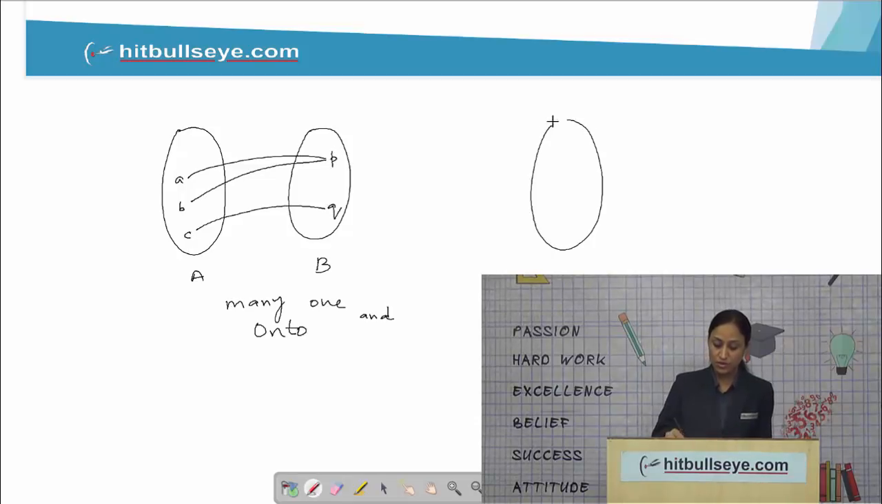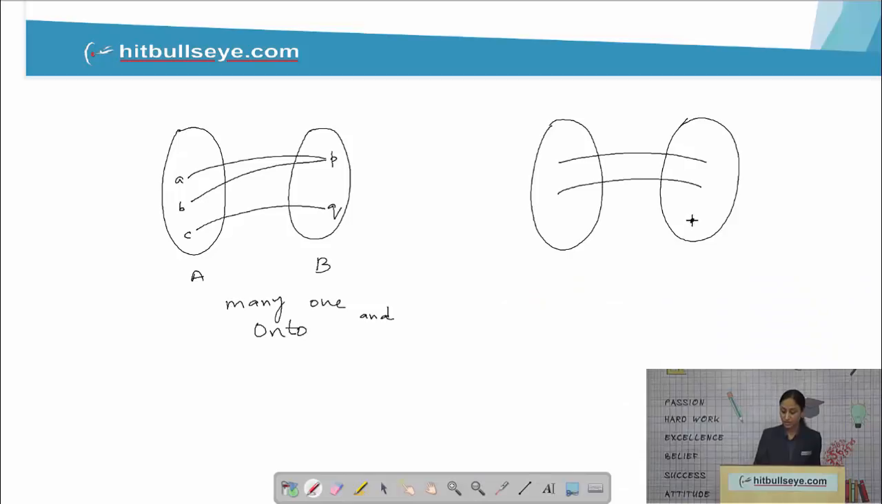Let's take another situation where I have something like this. Now we can see that different elements of the set A are mapped to different elements of the set B. So it is a 1-1 mapping. Also, there is a member in the set B which is R that is not the image of any member of the set A. Therefore, it is an into function which makes it 1-1 and into.